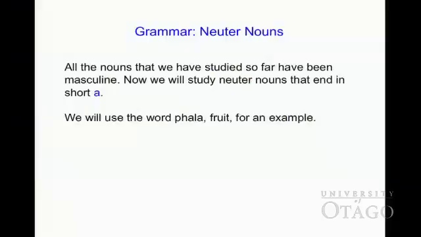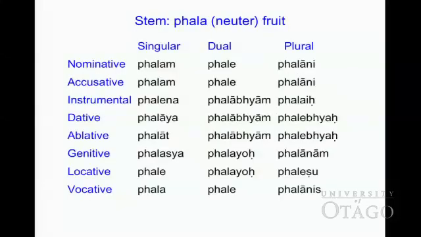Neuter nouns. All the nouns that we have studied so far have been masculine. Now we will study neuter nouns that end in short a. We will use the word phala, fruit, as an example. Phala, fruit, is neuter. You see the declension of the neuter noun phala.